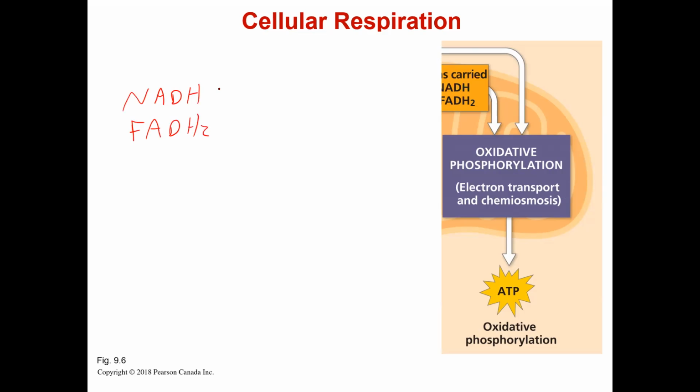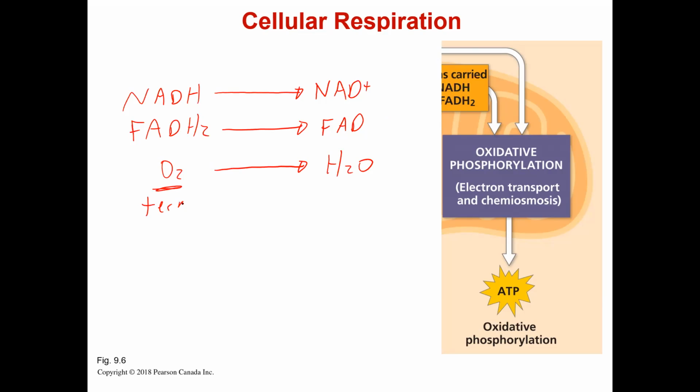Okay, and so these are going to get oxidized, and we're going to get our original metabolites, so NAD+ and FAD. Okay. And there's one other thing that's part of this equation, which is oxygen. So the oxygen is going to take those electrons and those hydrogens, and we're going to get water. Okay, so oxygen is our terminal electron acceptor.